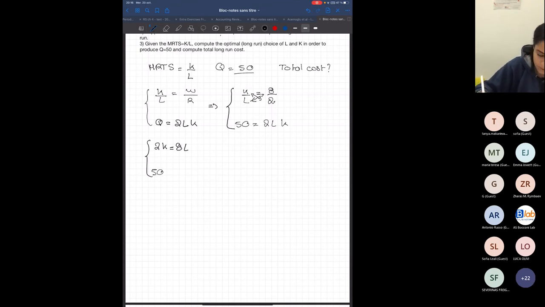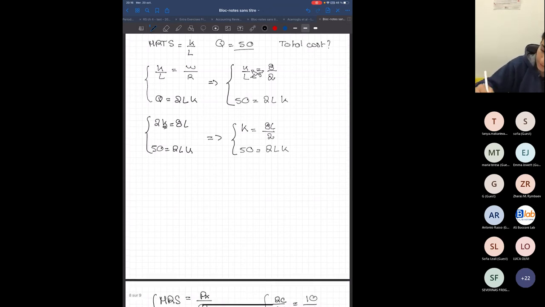And we keep this one the same, so 50 equals 2LK. If we continue, for example, let's say that we want to isolate K. So we put K alone on the left side, and we get that K is equal to 8L over 2. We keep this one. So this gives us K is equal to 4L. And now with this, we can substitute the K here. So basically we get 50 is equal to 2L times 4L.